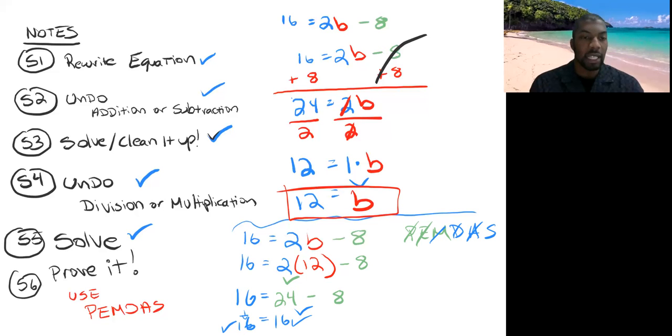So now you should see how PEMDAS is applied to these problems. Going backwards helps you solve for a missing variable, how substitution helps us to test whether or not the variable is actually what we say it is, and how to use the inverses of each operation to try to solve a problem.